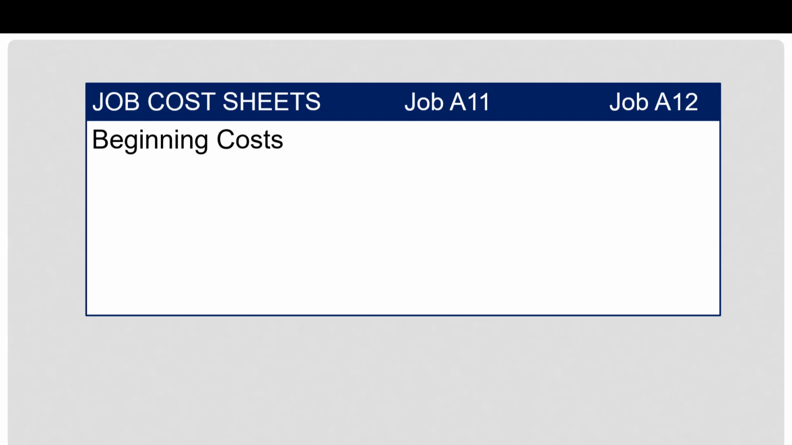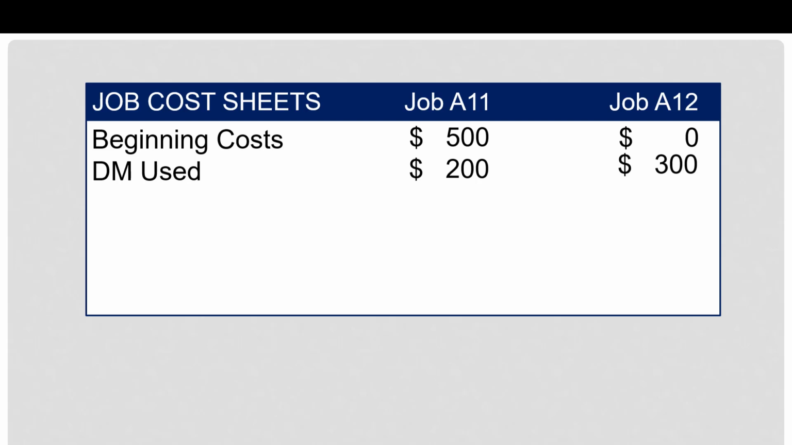Your job cost sheet, you will want to make sure that you include any beginning costs that were incurred prior to May 1st. Looking back at the very beginning of the problem, we were told Job A11 was in beginning work in process and had accumulated cost of $500. There was no mention of Job A12. Then, direct material used, if you go back and trace that to the journal entries, $200 for Job A11, $300 for Job A12.